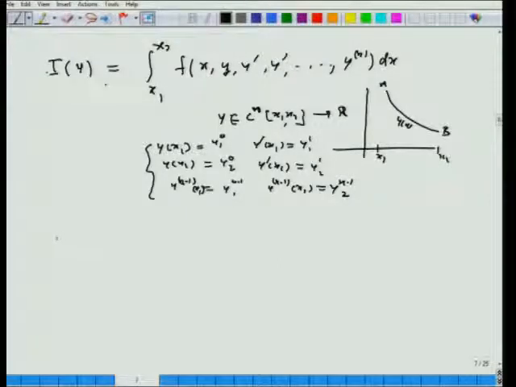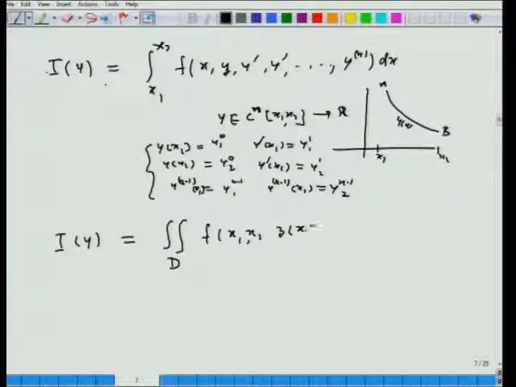Then further generalizations could be like I of y. Here you have more independent variables. So, for example, you have let us say 2. So, then you will have a double integral, and f is a function of x1, x2, and then some function z of x1, x2, and then del z by del x1 and del z by del x2, dx.